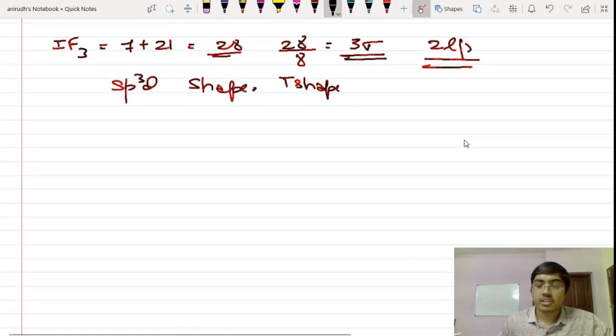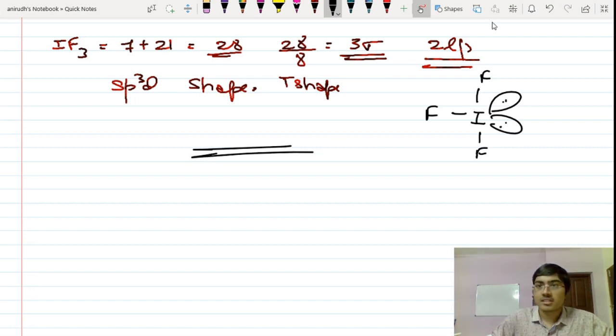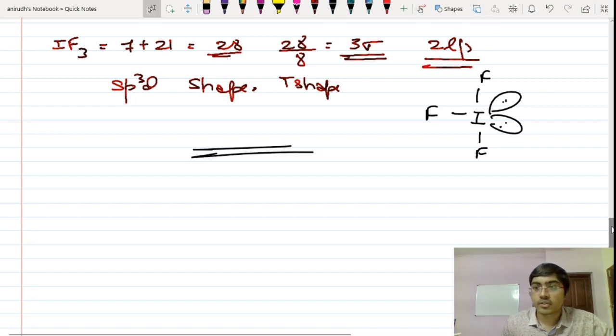So let us make this particular shape now. Iodine is the central atom, fluorine, this is fluorine, and this is also fluorine. So this is the T shape, 2 lone pairs of electrons, right? So that is all. So we got our answer for our question.